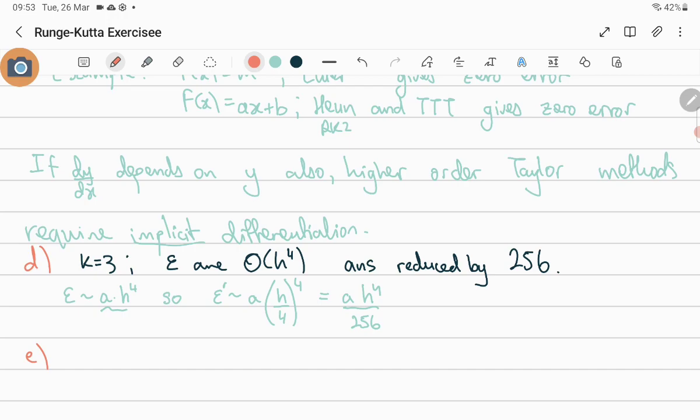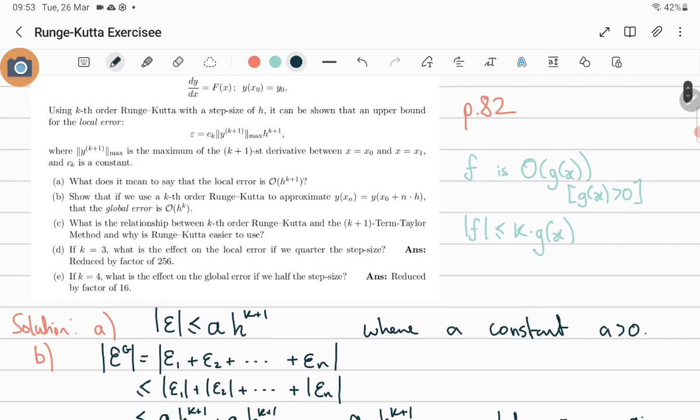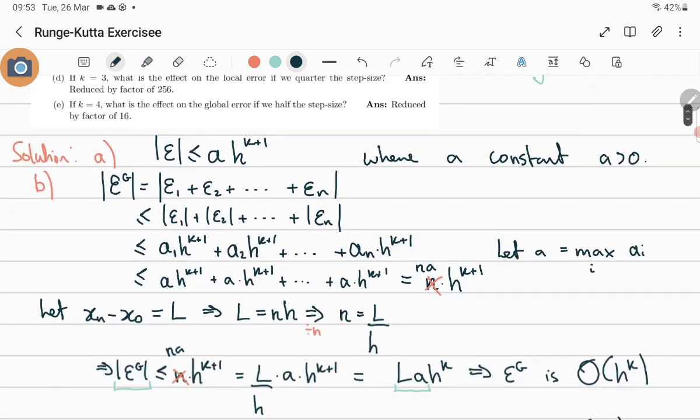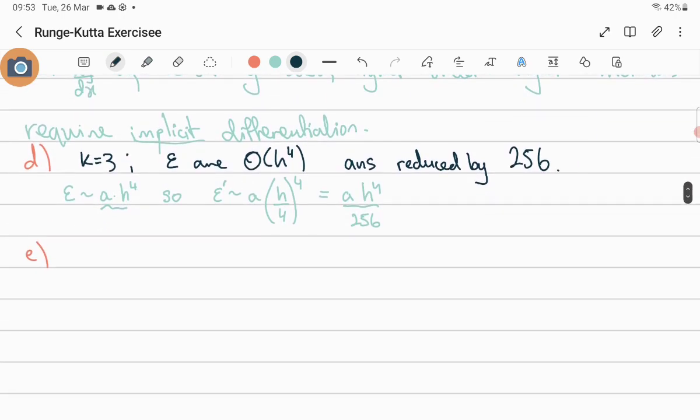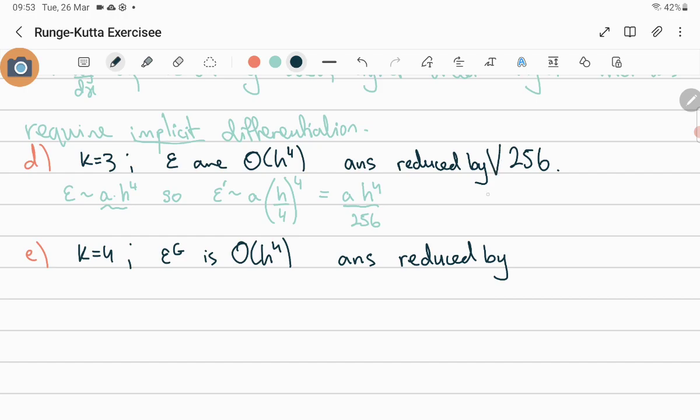Question E then says, if k is equal to 4, what happens to the global error if you halve the step size? So k equal to 4, the global error is order h to the k, which is order h to the 4. We have a very similar problem. If you halve the step size, just halve the power of 4, you'll get 1 over 16. That should probably say a factor of 16. It'll divide the global error by 16.